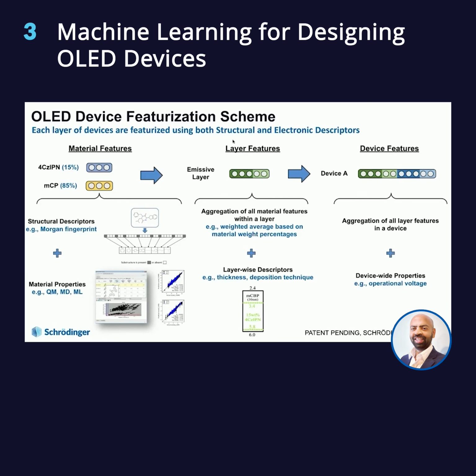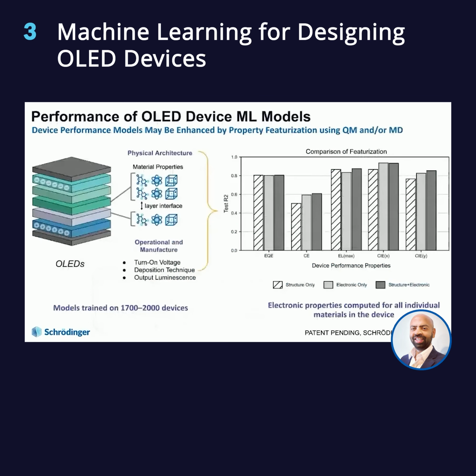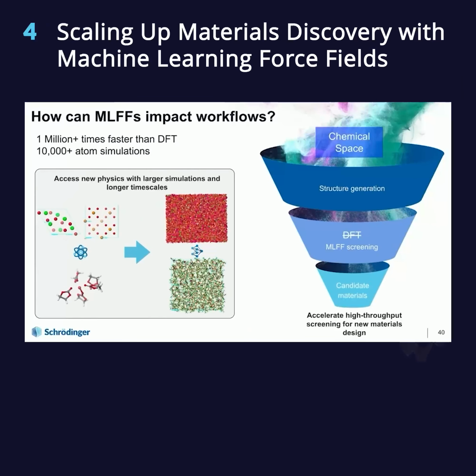So by combining these cheminformatic or structural features with QM methods, we're able to get accurate models for a variety of different properties like the external quantum efficiency, the current efficiency, the electroluminescence max, the chromatic index X and chromatic index Y. Instead of sticking to small-scale simulations of the order of a few tens or few hundreds of atoms, we can do simulation on around 10,000 or 20,000 atoms with DFT level accuracy with the help of machine learning force fields.